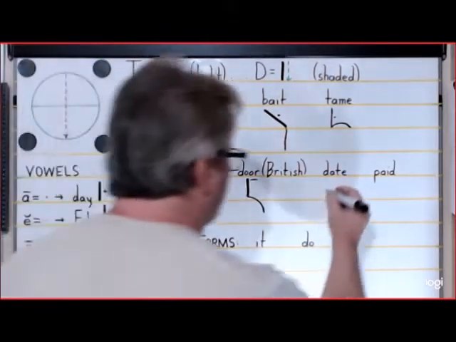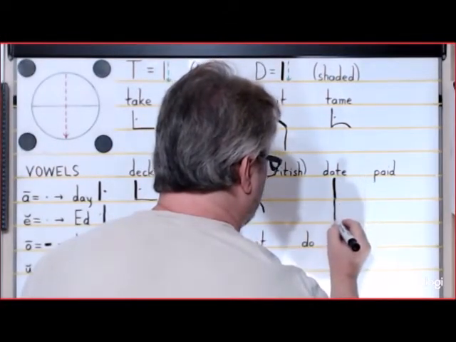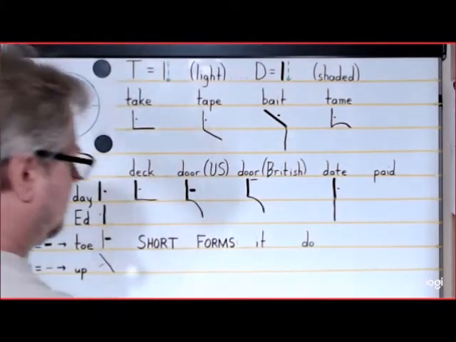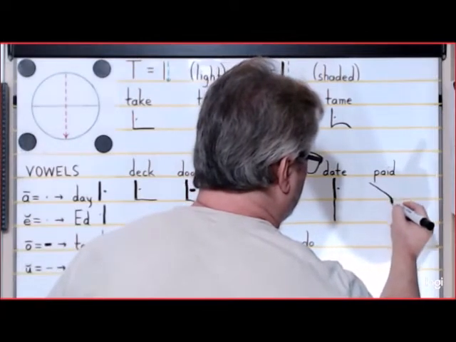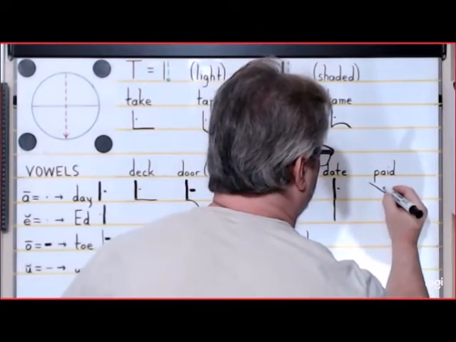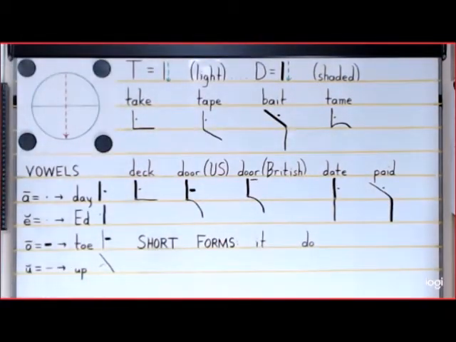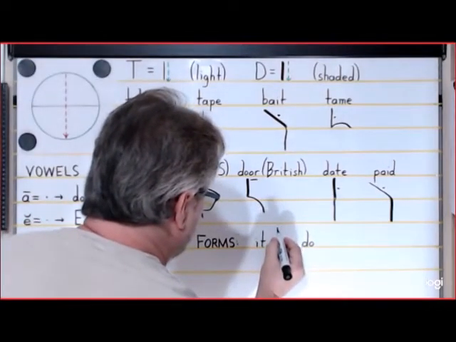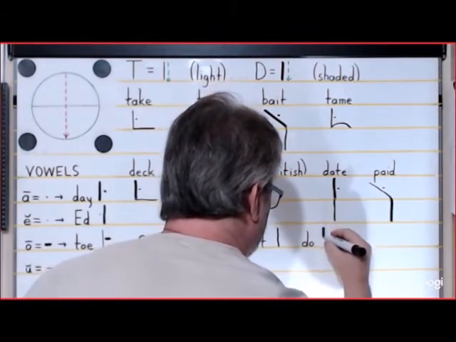For the word date, it is a D, then a T, and then a heavy dot for the A there. And then for the word paid, it is a P, then a D, and then a heavy dot for the long A. The short forms it and do: the it is just represented by a T on the line, and do by a D on the line.